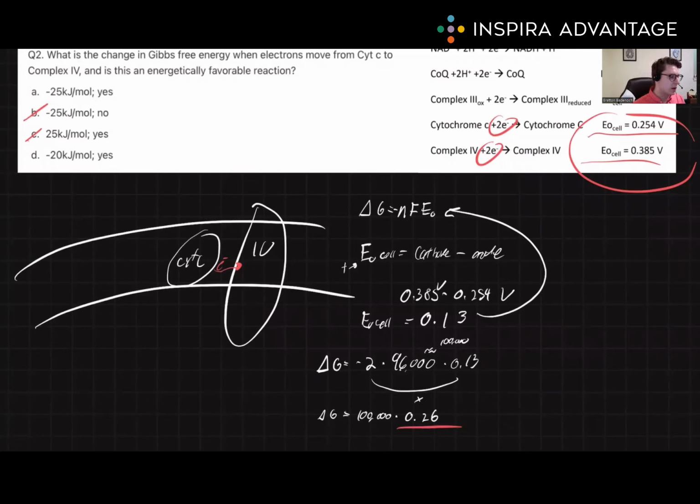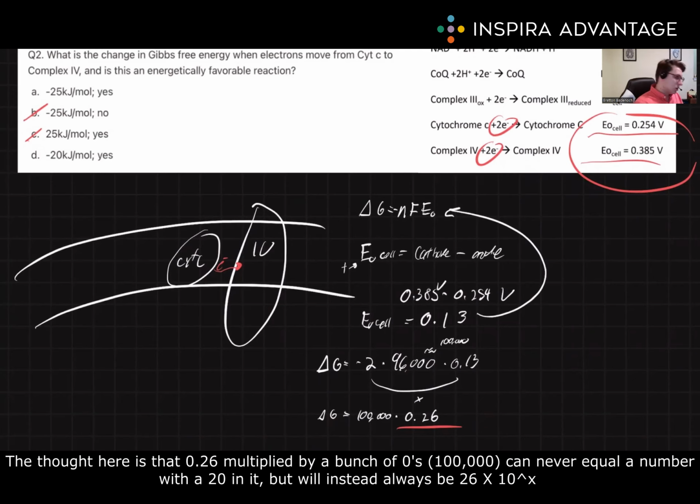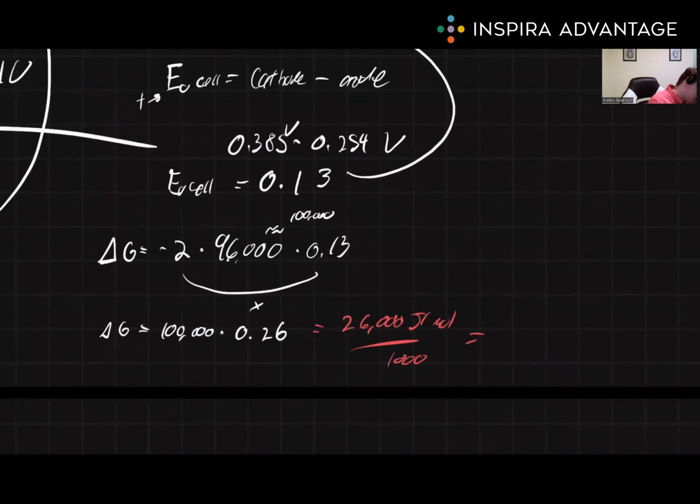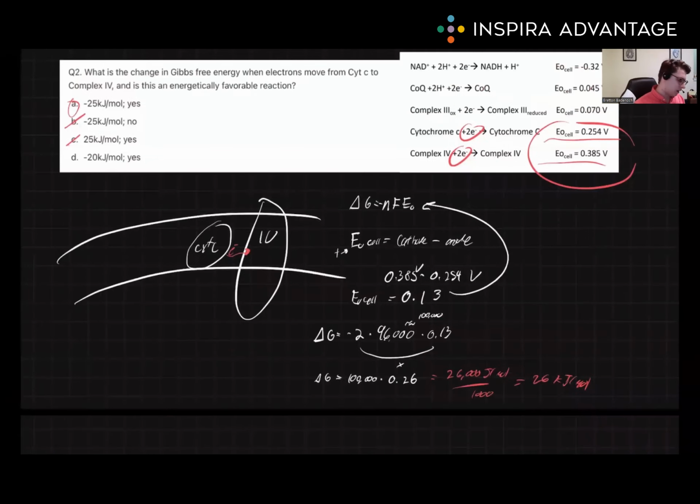We've got a 0.26 right here. So if you feel comfortable, you can just pick A right now and move on. If you don't, I'll prove it to you real quick. If you multiply these out, 26,000, and this would be joules per mole. So divide that by 1,000 to get that into kilojoules. So this is our 26 kilojoules per mole, which is pretty dang close to our negative 25 kilojoules per mole.